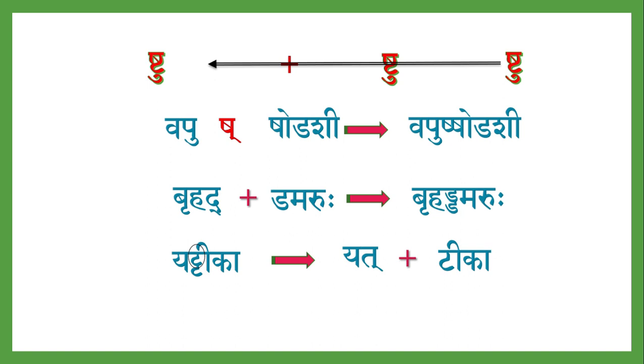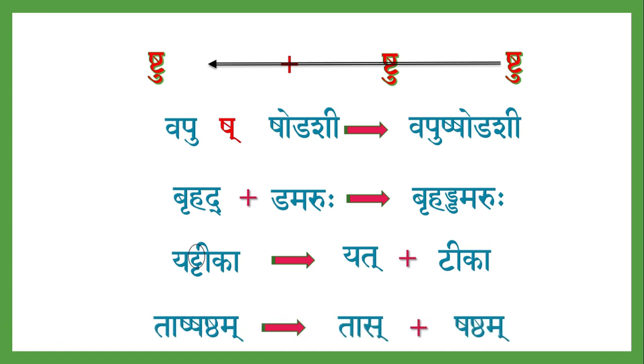Let's split another word now. We have got tashashtham. Even here, we've got a place where the letter sha is repeated twice. So, this is the place where we have to split the word. Here again, the second sha remains as such, and so the parapadam becomes shashtham. And the first sha must be changed to the letter sa, so the two words become tas plus shashtham.